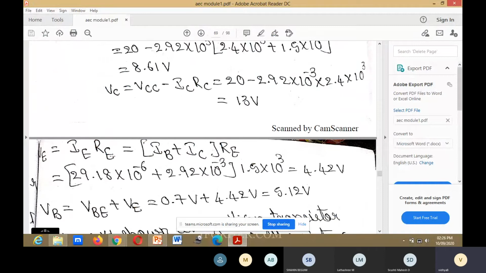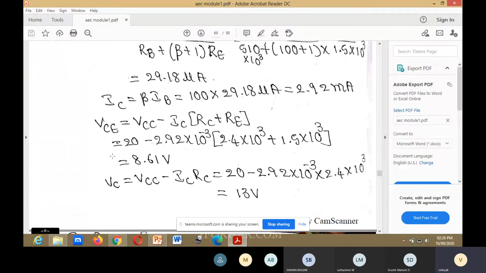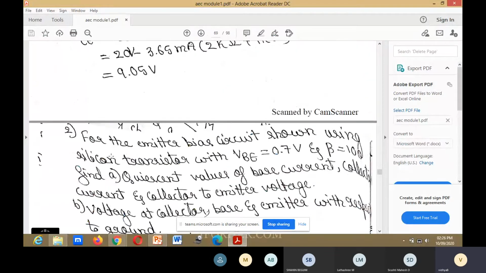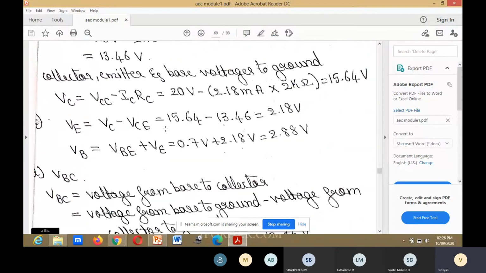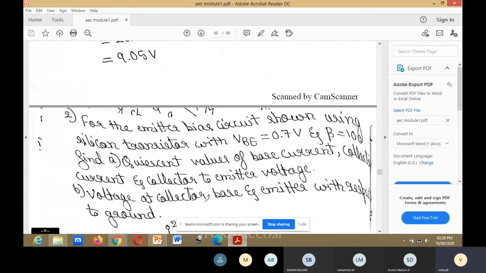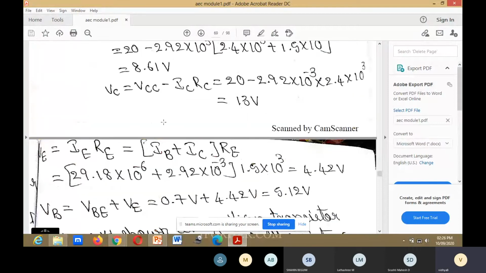Okay, we can find out like this, or another method is we have solved before, right? VE is equal to VC minus VCE. This formula can be used. Okay, there are alternative methods.